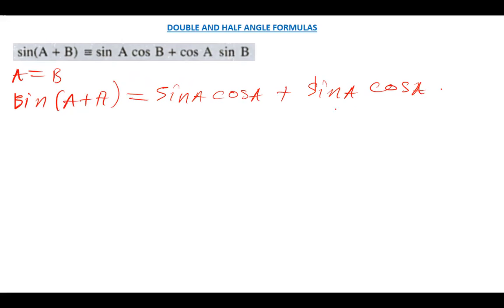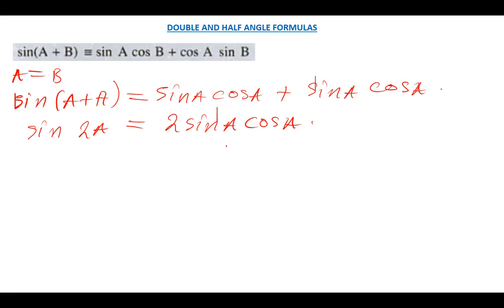So when you look at these two terms, they are like terms. Since these two terms are like terms, you can easily add them. So A plus A will give us 2A. So sine 2A is simply going to give us 2 sine A cos A. That is what we're going to have.